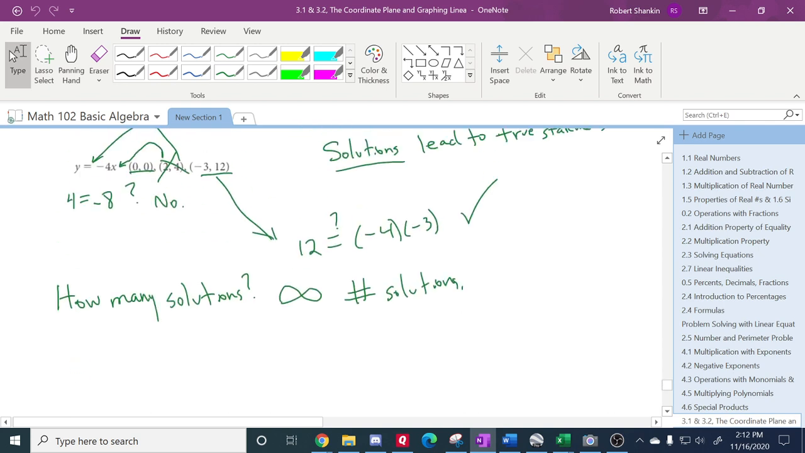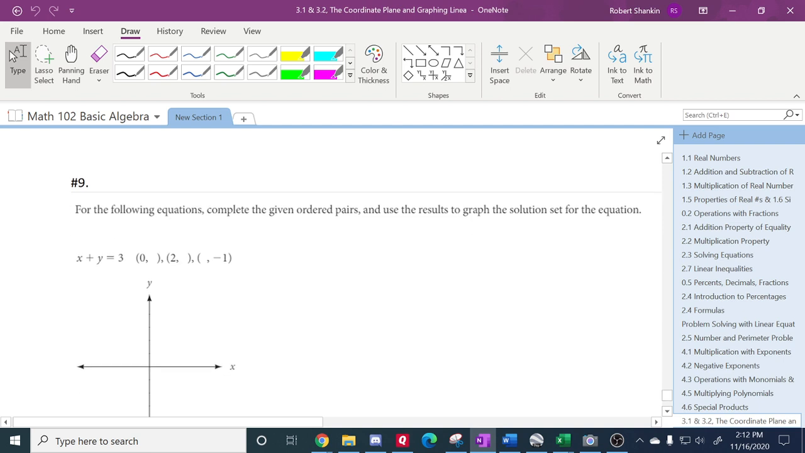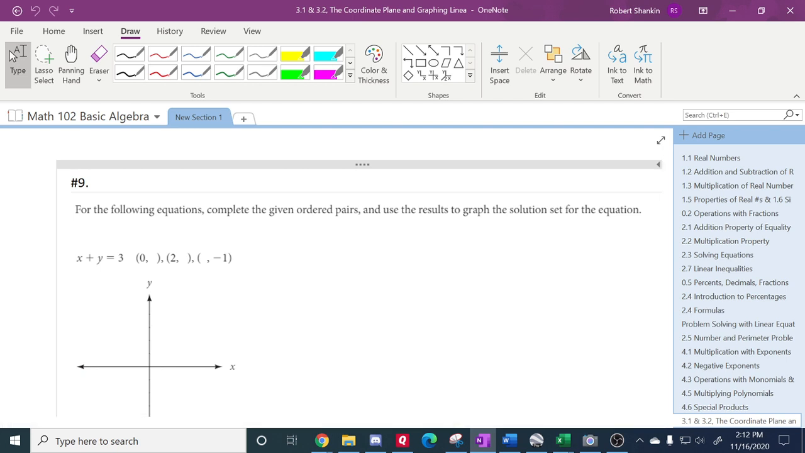Any questions before we move on? Okay, let's go to number 9. For the following equation, complete the given ordered pairs and use results to graph the solution set for the equation. So let me give you a minute with number 9.